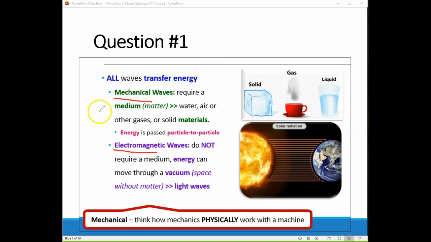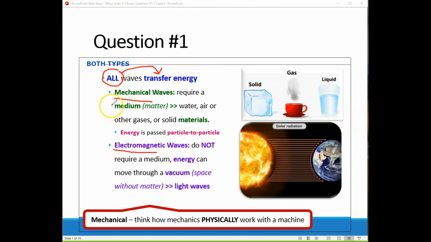So taking a look here, regardless of if you are a mechanical or an electromagnetic wave, remember that all waves, their purpose is to transfer energy. So again, this is actually for both types, mechanical or electromagnetic waves. Now, on the other hand, they do have some very key differences here.